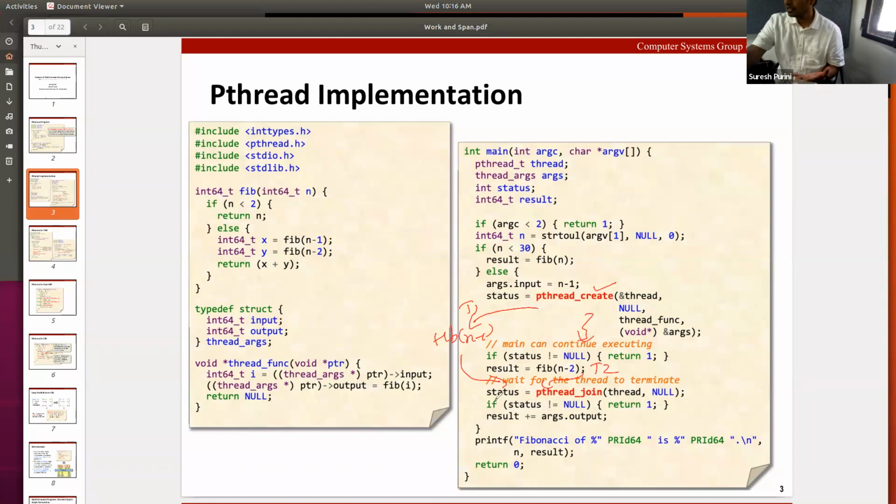But the problem is the code is too complex. If for a simple function like Fibonacci the code is this clumsy, then as we try to do more complex things, this becomes much harder.